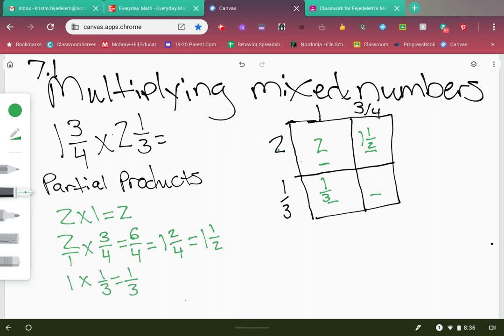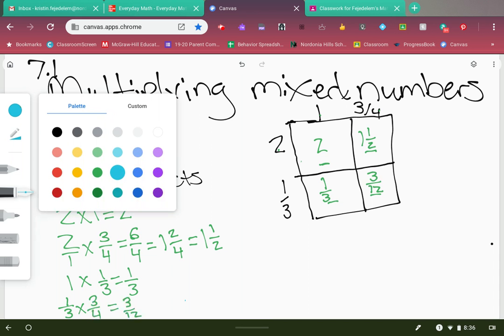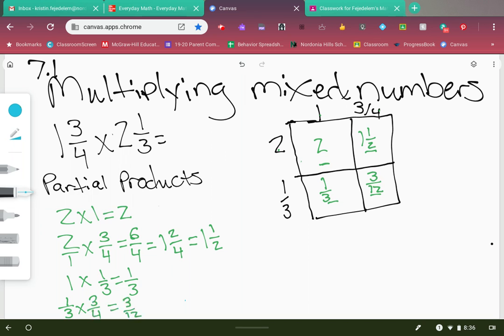And then our last box, 1/3 times 3/4 equals 3/12. So we have 4 partial products. Remember, our last step is to add them together. But do you see why adding these together may be difficult?